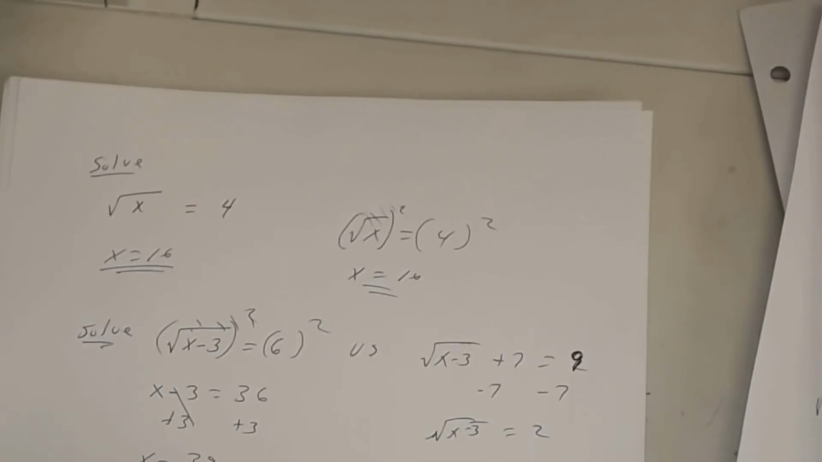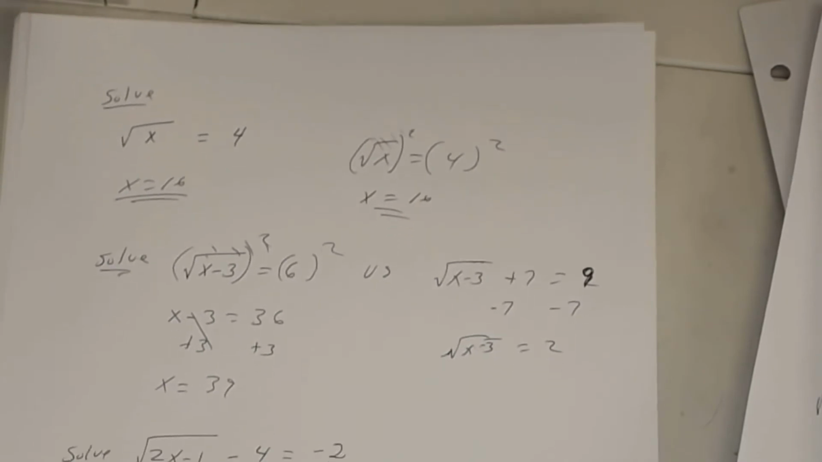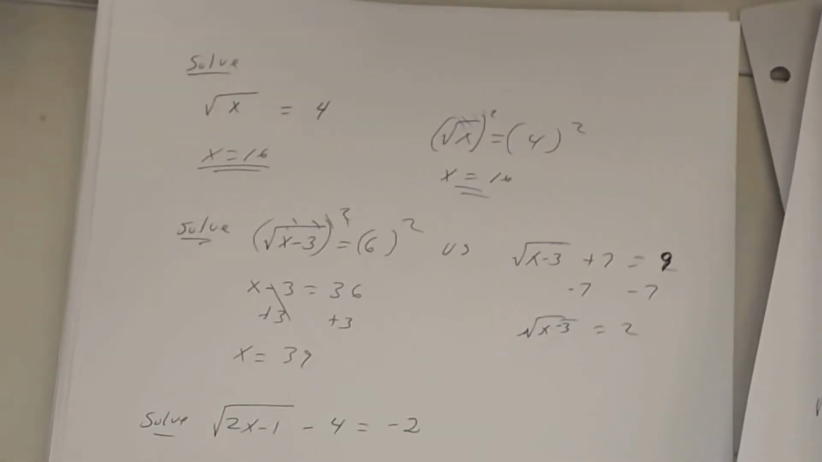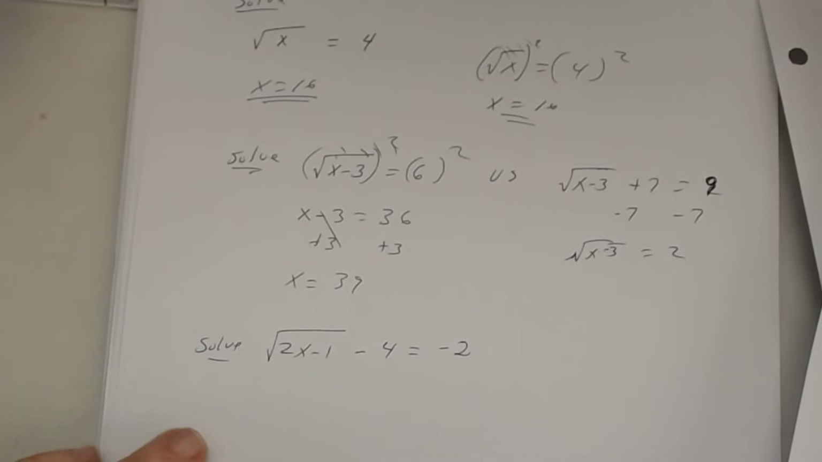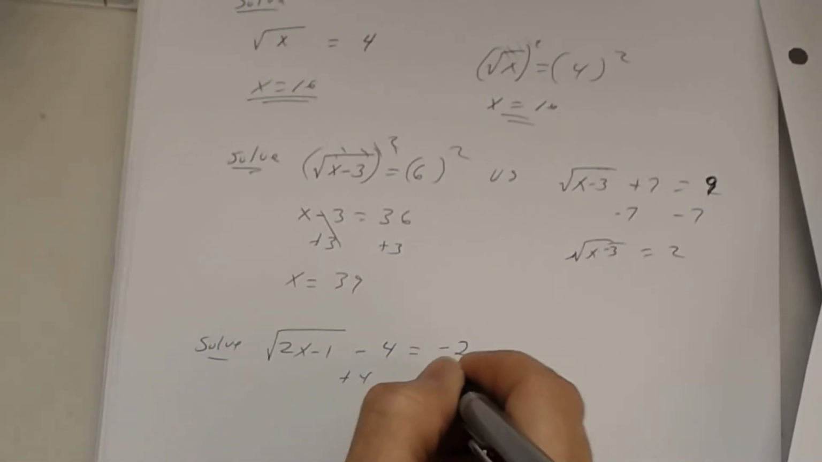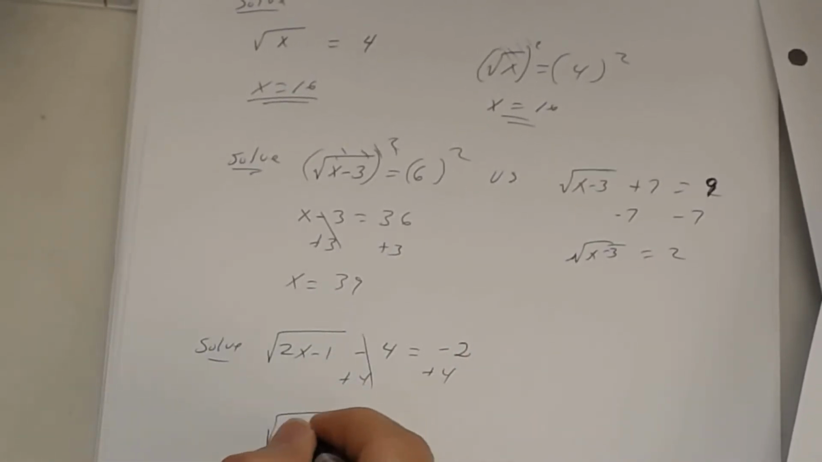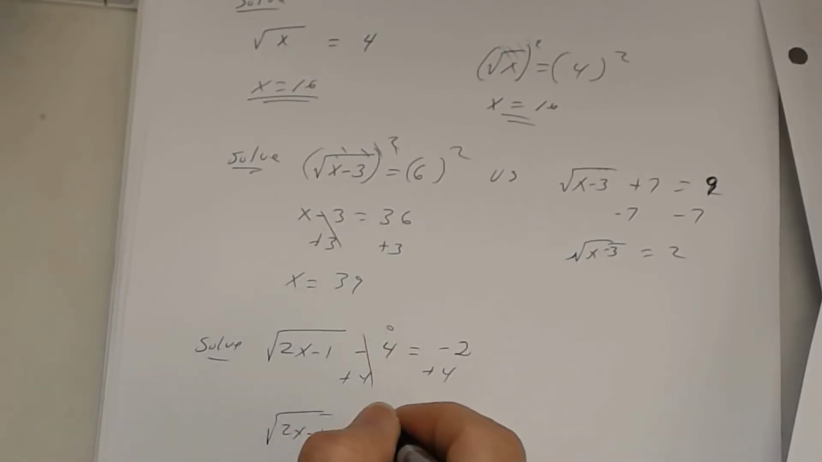The square root of 2x minus 1 minus 4 equals negative 2. What's the first step you have to do before you square both sides? Add 4 to both sides. And so I get the square root of 2x minus 1 equals 2.